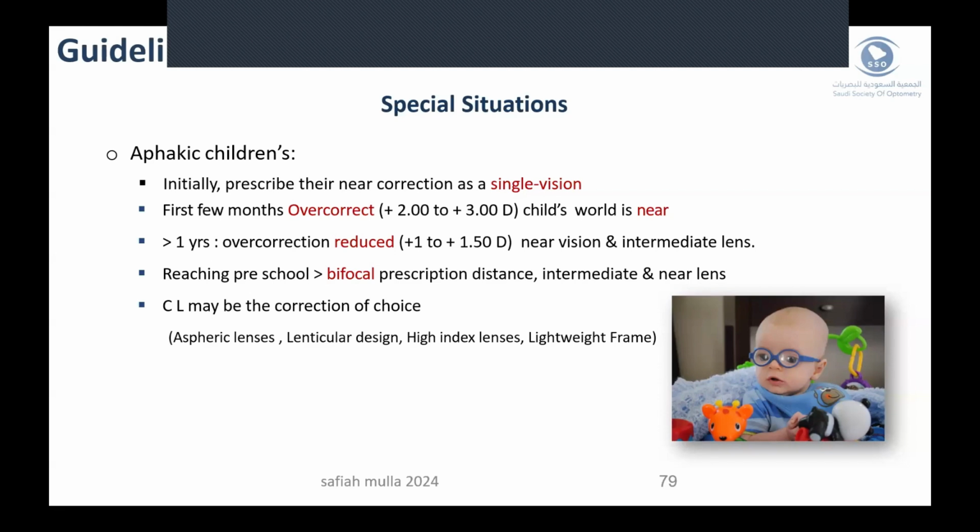And I found it's best to give them contact lenses for the aphakic, especially if the power is very high. You can consider contact lenses for the child, but you also have to consider the parents' hygiene and concerns. If you think that the parents will not take care of the contact lenses, then you don't advise them. However, if you find that the parents are very concerned and take the problem seriously, you can recommend contact lenses for the child.